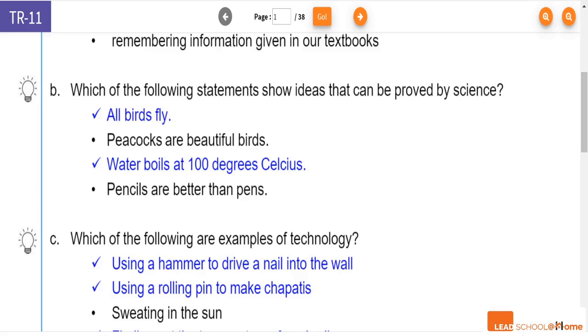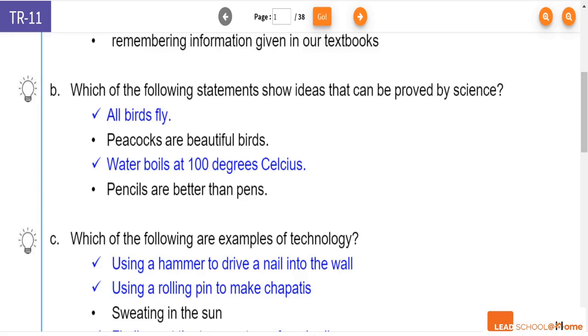Now why can't they prove whether peacocks are beautiful birds or pencils are better than pens? Look at the statement. Peacocks are beautiful birds. That is an opinion. Peacock is a bird, can be proved by science. But peacocks are beautiful birds is an opinion, right? And that cannot be proved. Pencils are better than pens. I prefer writing with pencils.